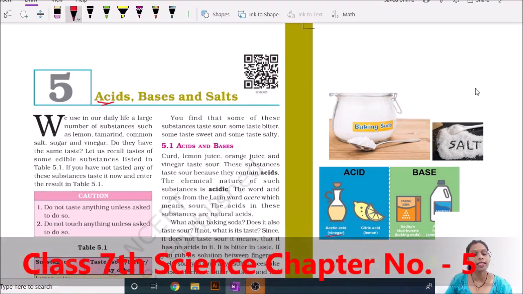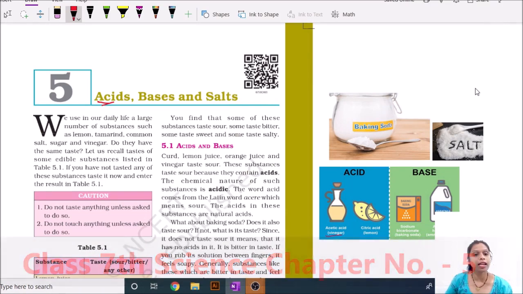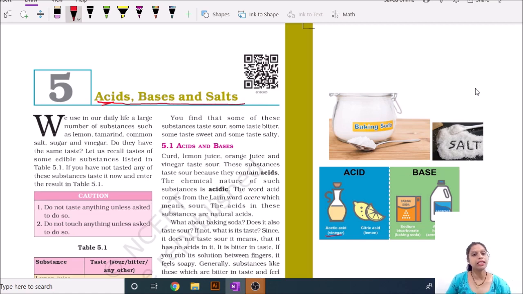I am going to discuss with you 7th class chapter number 5, acid, base and salt. In this chapter we will look at different types of substances such as lemon, turmeric, common salt, sugar, vinegar. These are different substances. Whenever you taste them, you will feel a different taste.